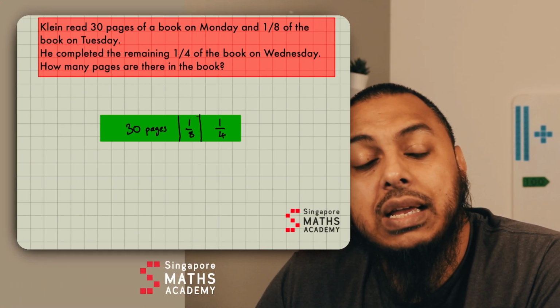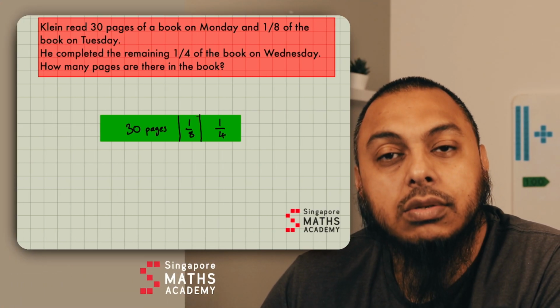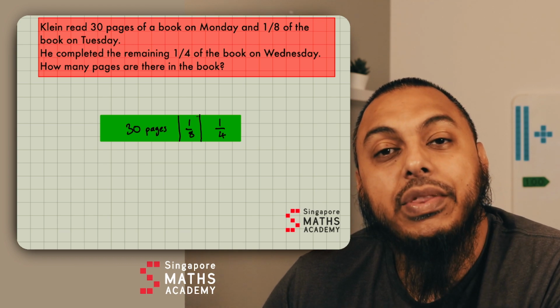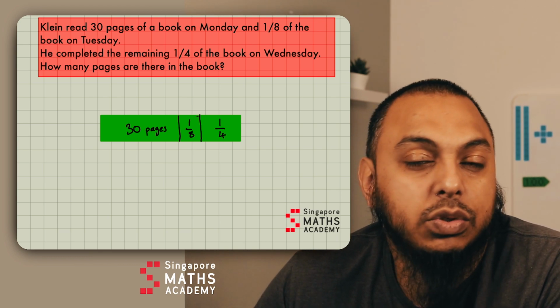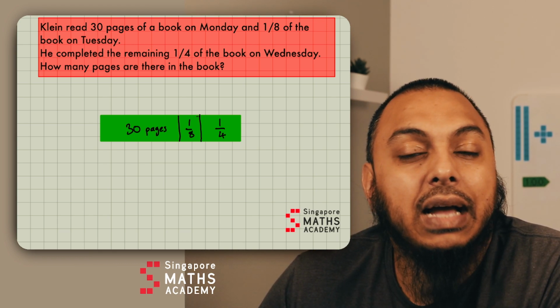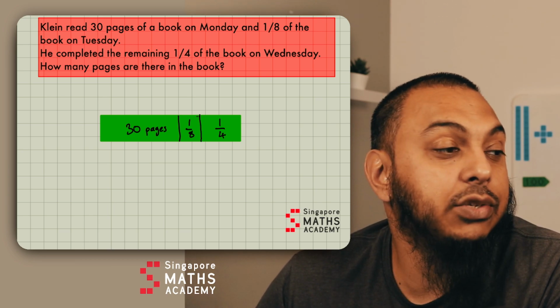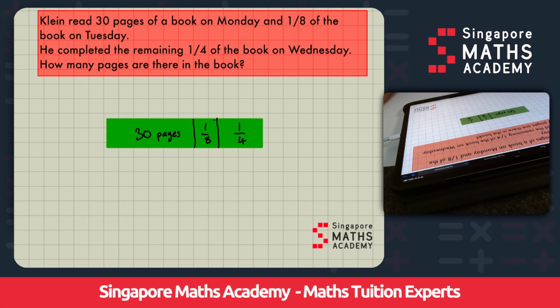And so you can see here that this is how the whole book is read. You can see that he's read 30 pages at first, then the eighth of the book, then a quarter of the book, which was the last part that was remaining. And all together, that's the whole book that he's read. How do I solve this? Can you see how to solve this? Maybe it's a bit unclear for us.